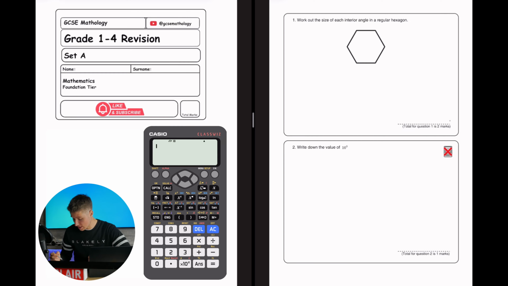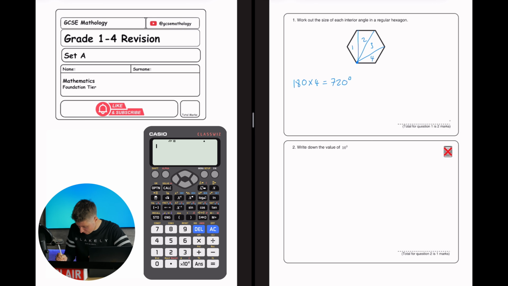Question 1 says work out the size of each interior angle in a regular hexagon. So to do this question we can use the seashell method where we select one corner of the shape and then draw straight lines to all of the other corners of the shape. This has created 1, 2, 3, 4 triangles, and each triangle, using the angles within them, should sum to 180 degrees. So you've got 180 multiplied by 4, which is equal to 720 degrees.